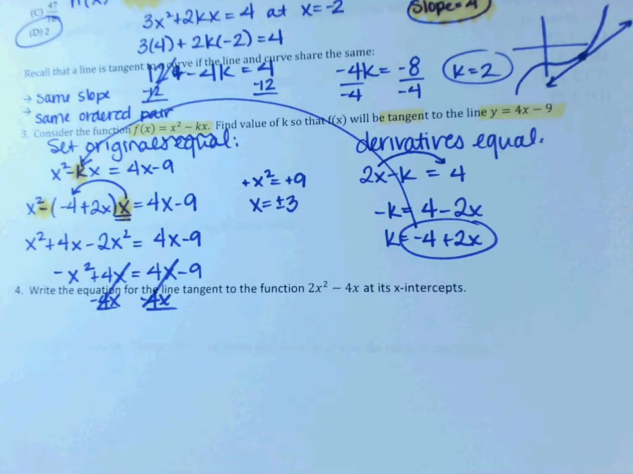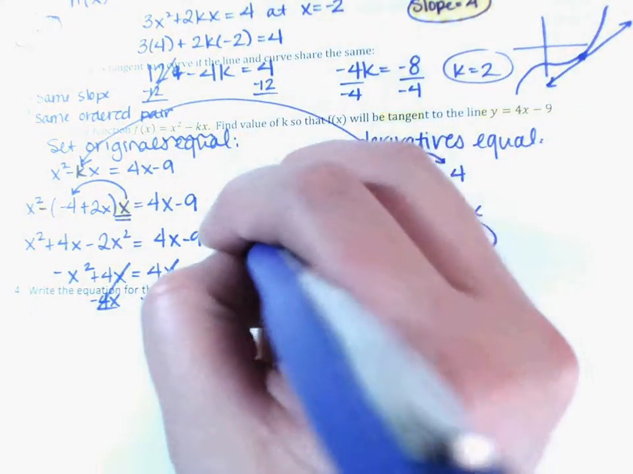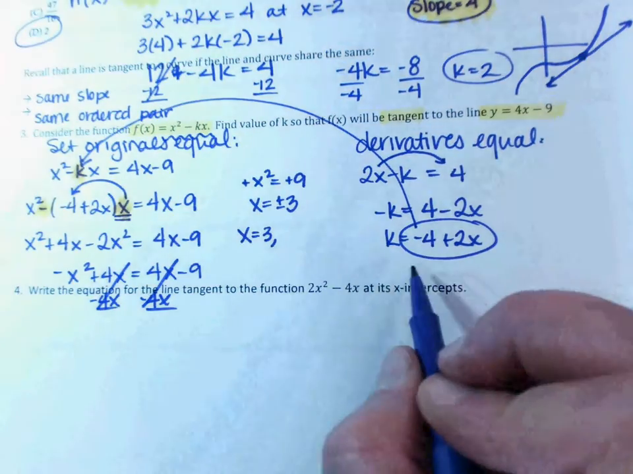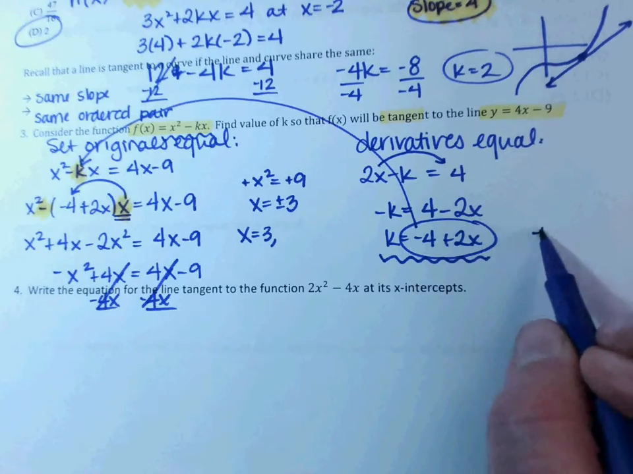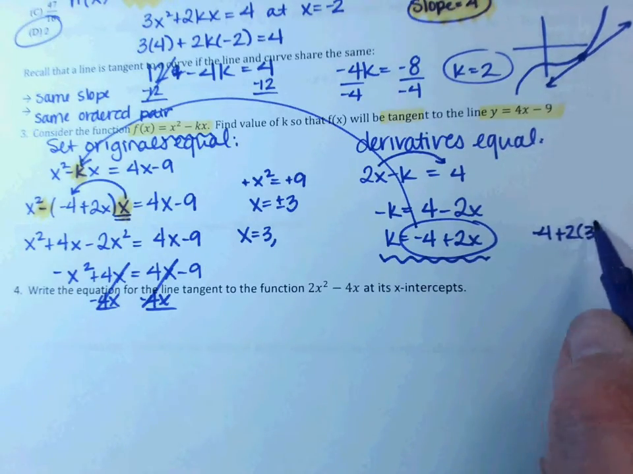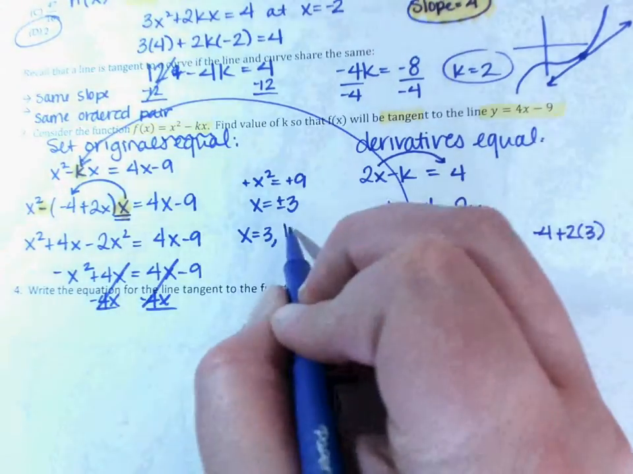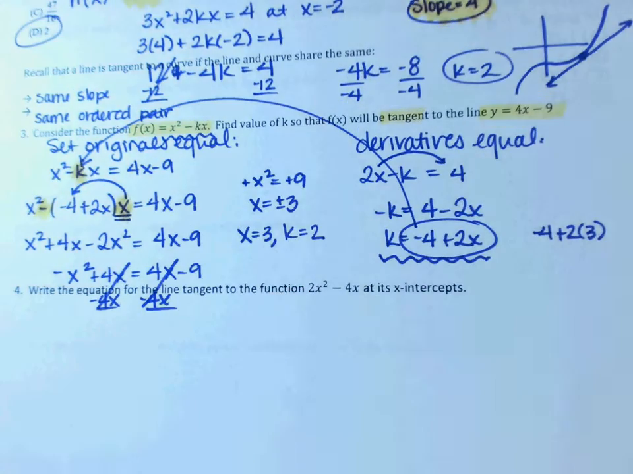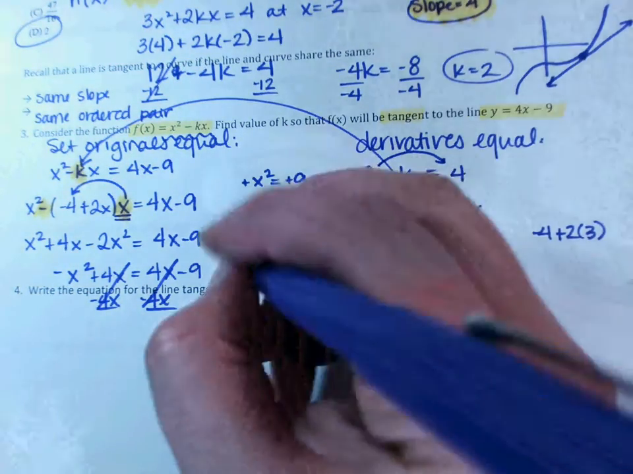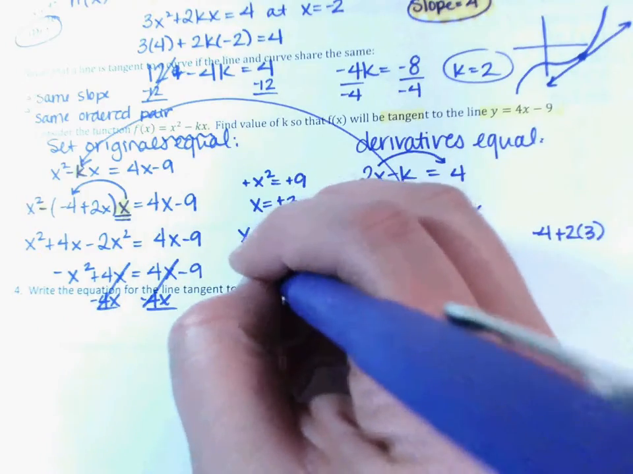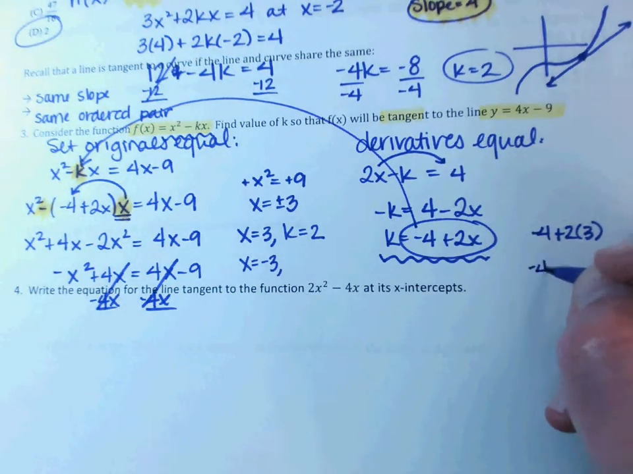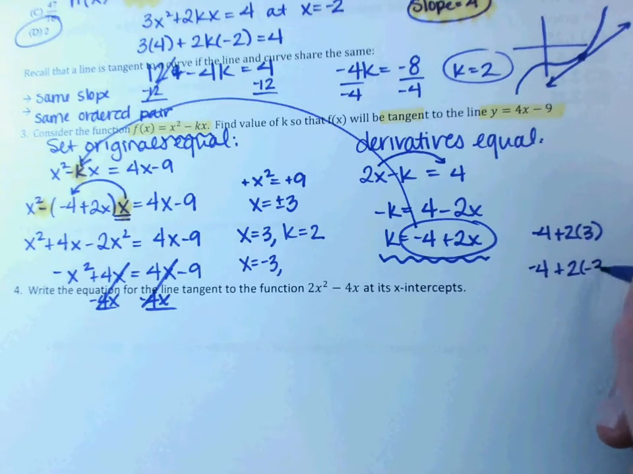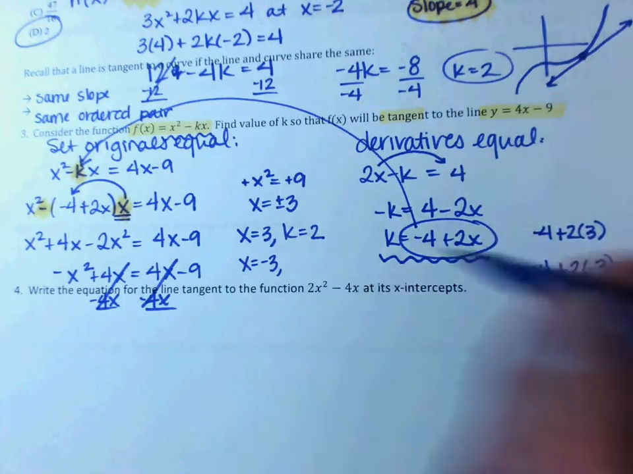Then from there, that means that I have two possible k's. So if x is positive 3, what would k be? We're coming back to right here. So it'd be negative 4 plus 2 times 3. That'd be k is 2. And then my other ordered pair would be if x is negative 3. Then my k would have to be, let's plug that in, negative 4 plus 2 times minus 3. What would my k be?